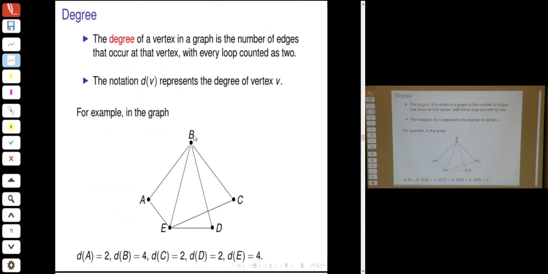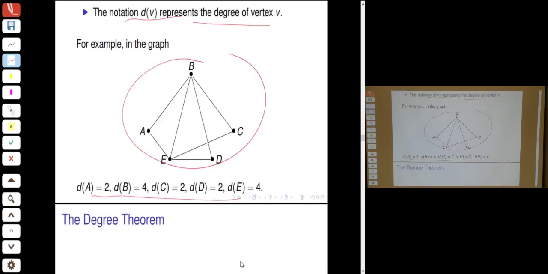This brings us to the concept of degree. The degree of a vertex in a graph is the number of edges that occur at that vertex, and every loop is counted as 2. If you look at just simple graphs, then the degree of a vertex is the number of edges that occur at that vertex. Let d(V) denote the degree of a vertex V.